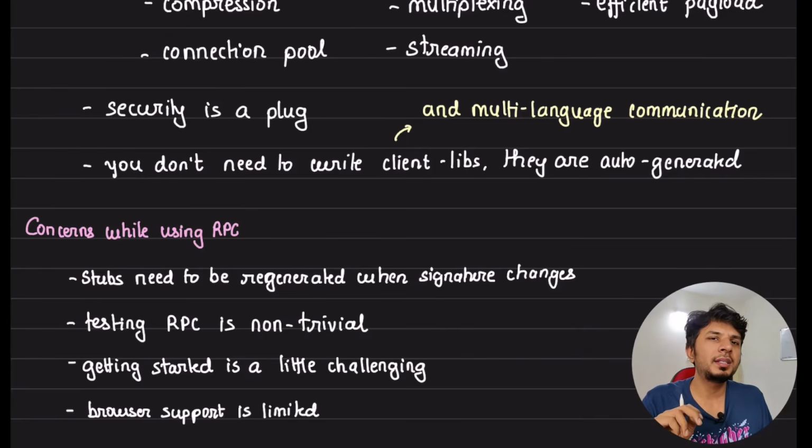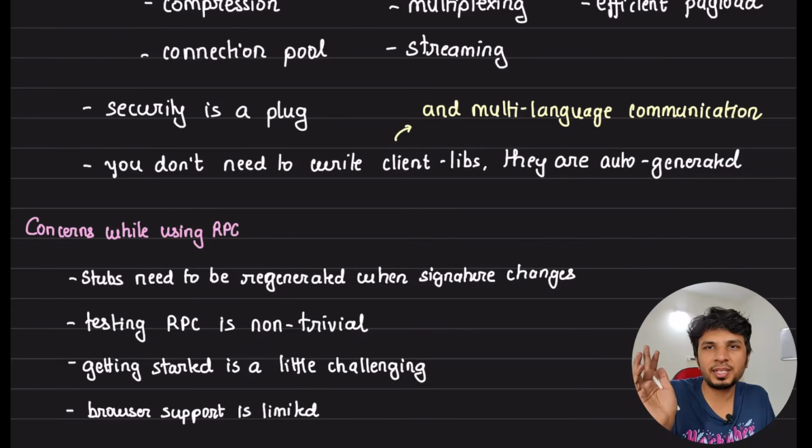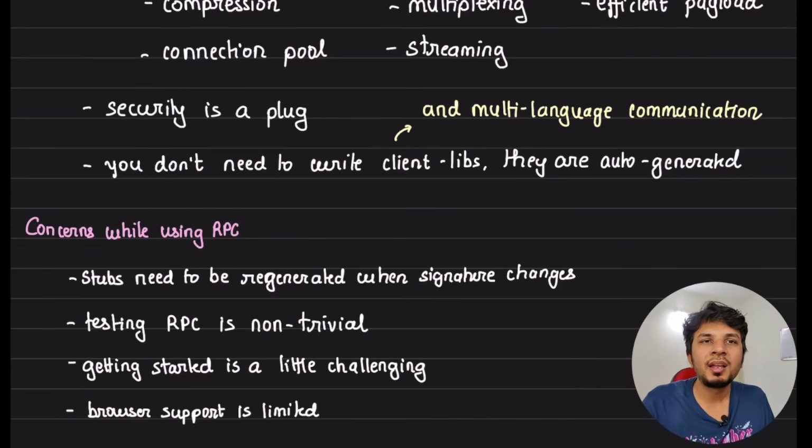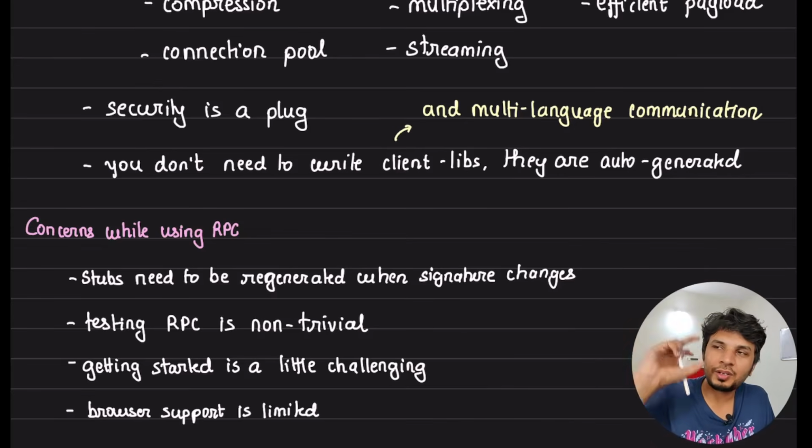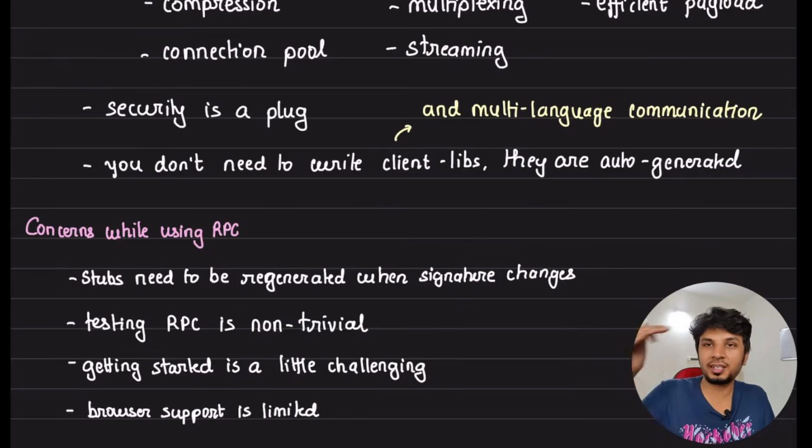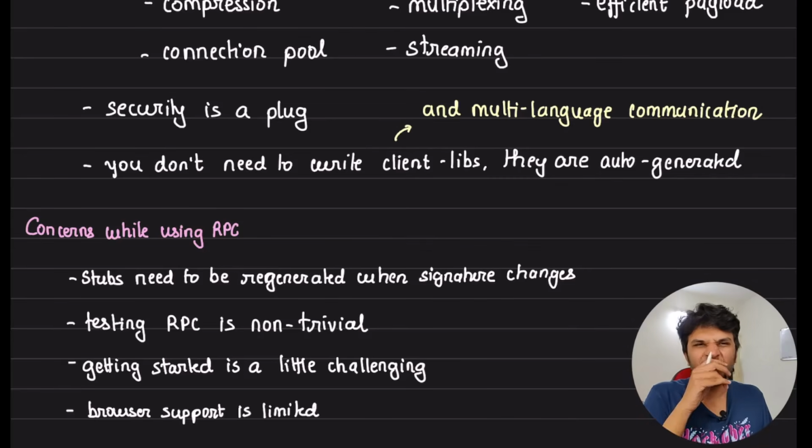Third is getting started is a little challenging because unlike REST, where you just start an HTTP server, start exposing basically resource-based endpoints and done, with RPC you have to write an interface definition in a proto file, generate the stubs, then integrate it, and then implement it, and all. It takes some time to do it, right?